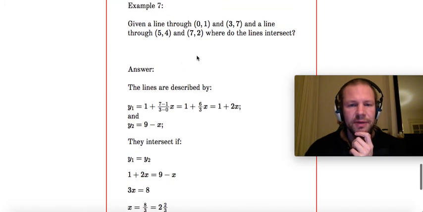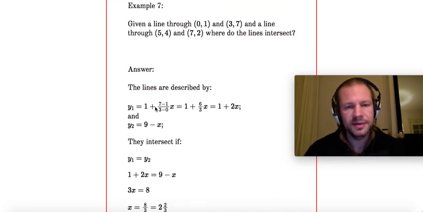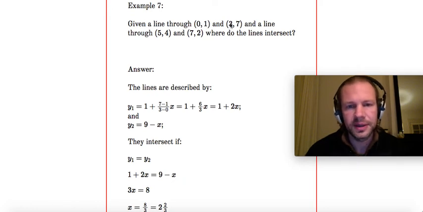So the first thing we have to do is find a formula that describes this line and this line. So y1 is 1, which is this one, plus 7 minus 1, which is this difference, divided by 3 minus 0, which is this difference. 7 minus 1 is 6, and 3 minus 0 is 3. So just do 1 plus 2x is the formula that describes this line.